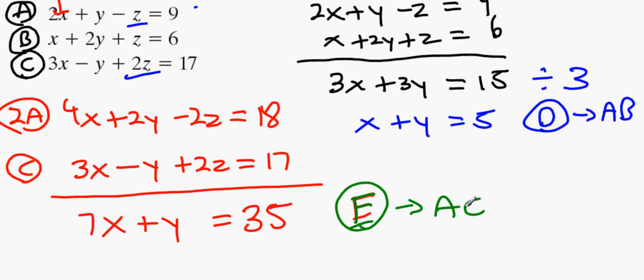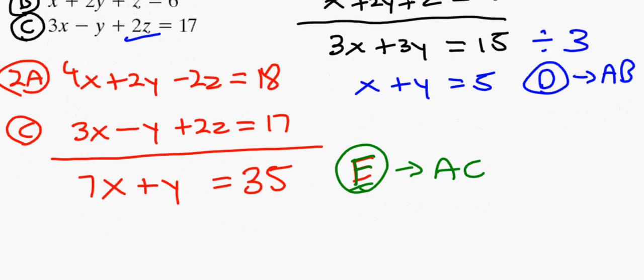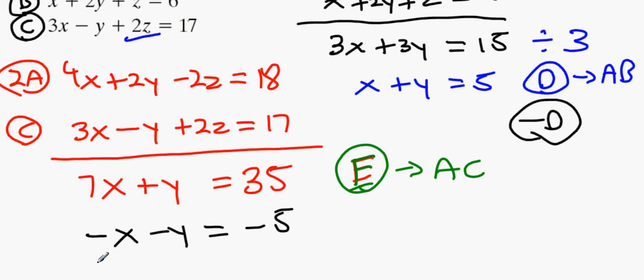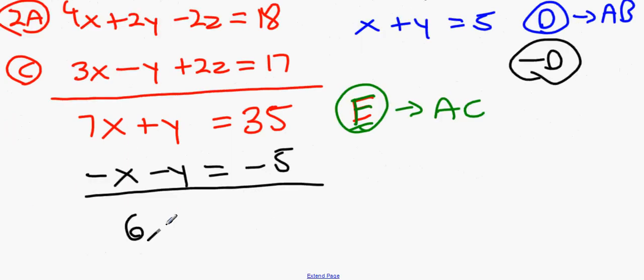Now, what we've got to do next is put both equations D and E together. So let's use D and E. You notice that we're going to use minus D underneath this, because I need a minus y there. So I'm going to get minus x minus y equals minus 5. And then I can get rid of those y's, so I'm going to get 6x equals 30. x equals 30 divided by 6, which is 5.